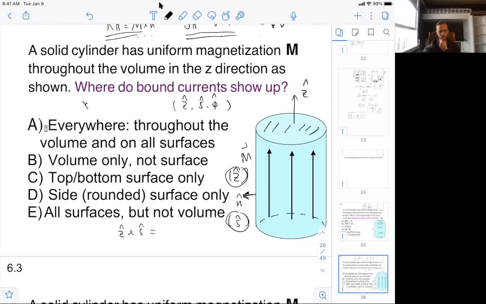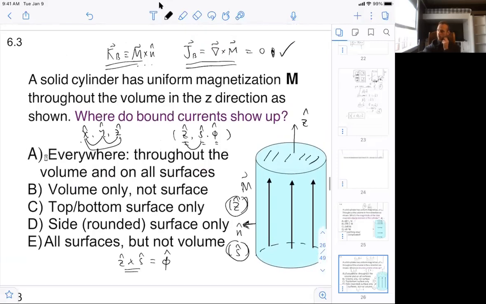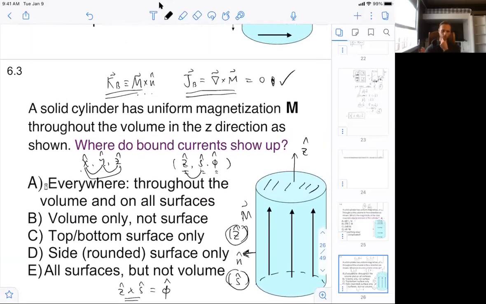So first for Cartesian, I remember x cross y gives me z, y cross z gives me x, z cross x gives me y. For cylindrical, it's the same idea. Z cross s gives me phi hat. S cross phi gives me z hat. So z cross s is the phi hat direction. So I do have bound surface current and they're on the side surface only. So yes, C is correct. They're running in the phi hat direction.